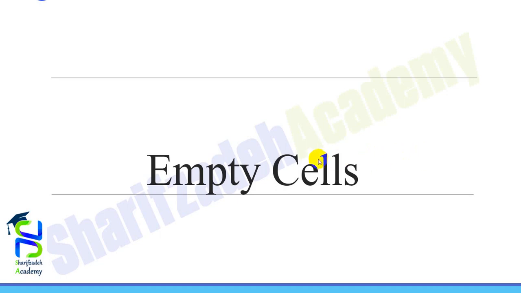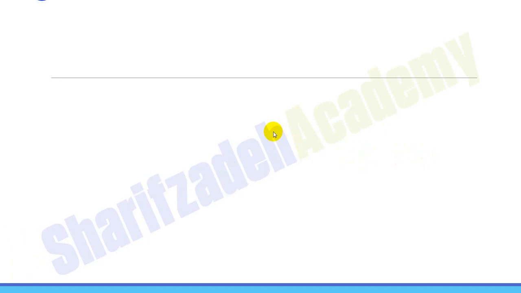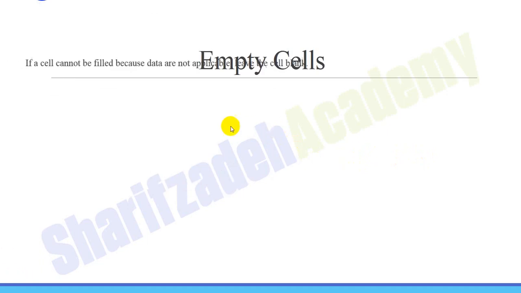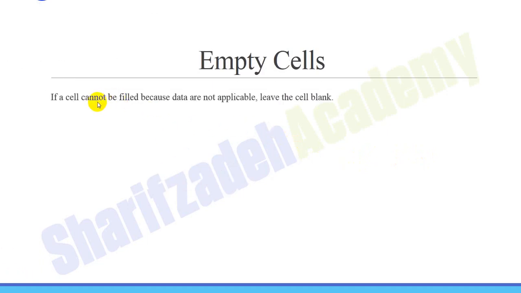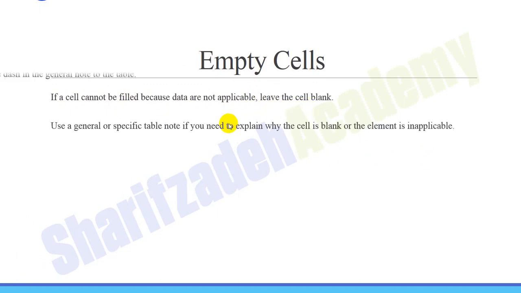In some cases you might have some empty cells. Let's look at what we have to do in that case. If there is no data with regard to one cell, I mean if a cell cannot be filled because the data are not applicable, we have to leave it blank. Okay, leave the cell empty.